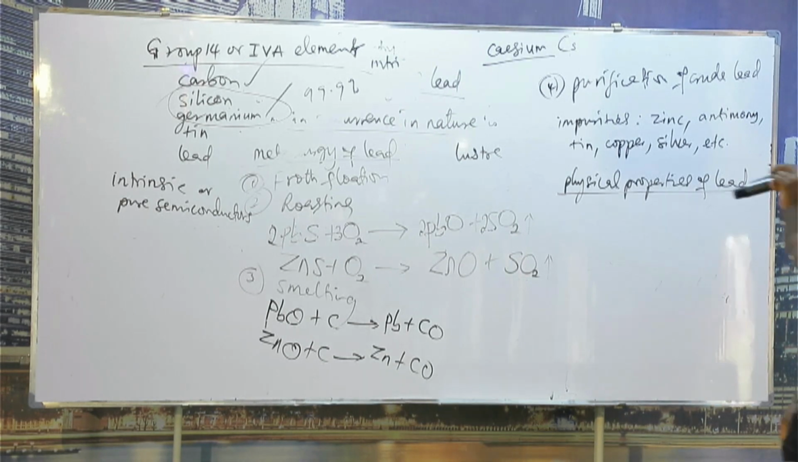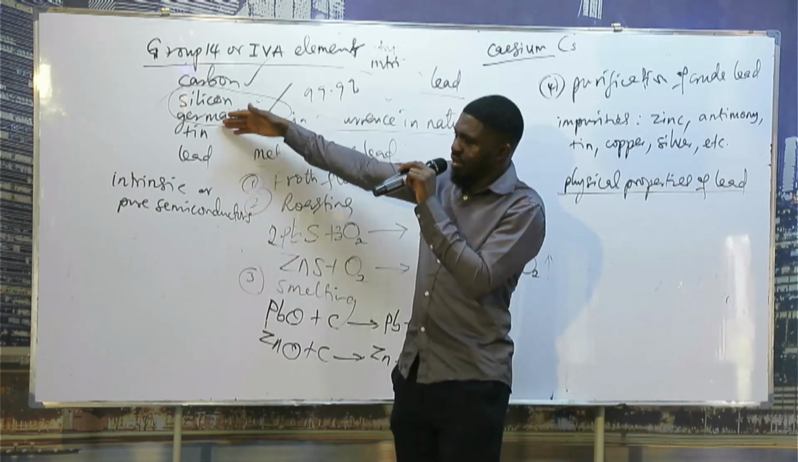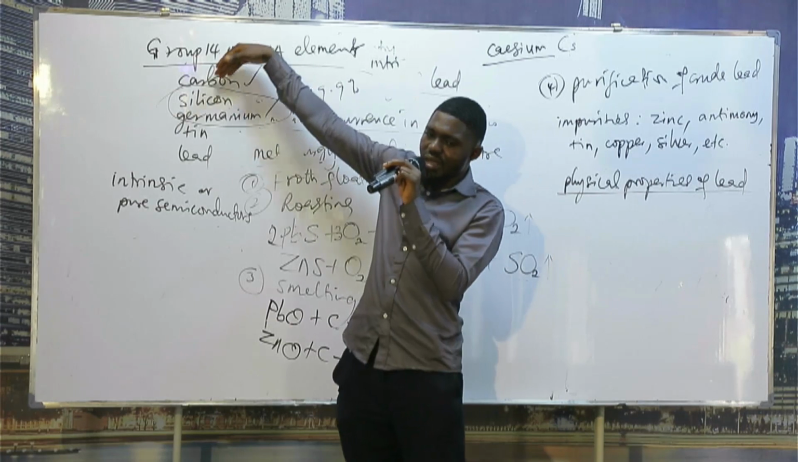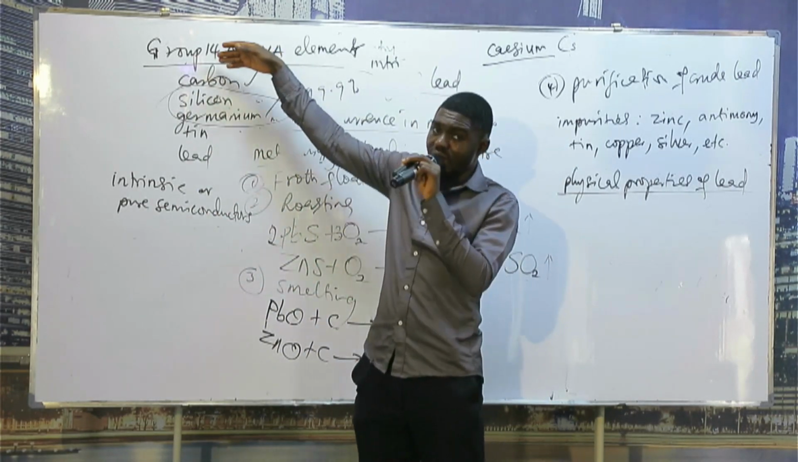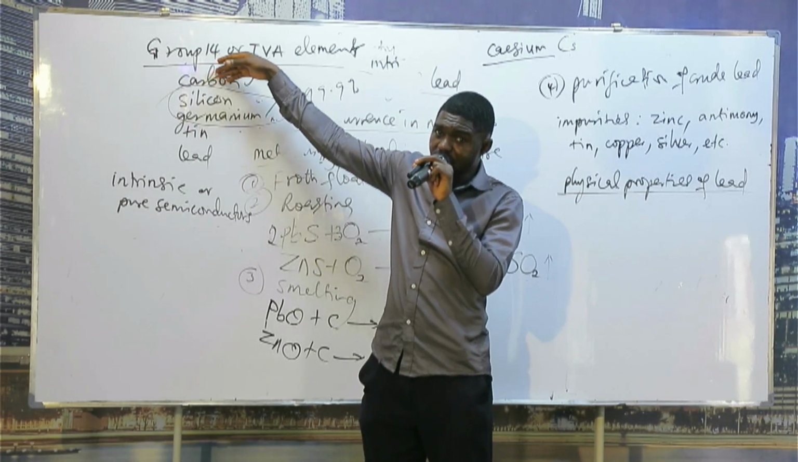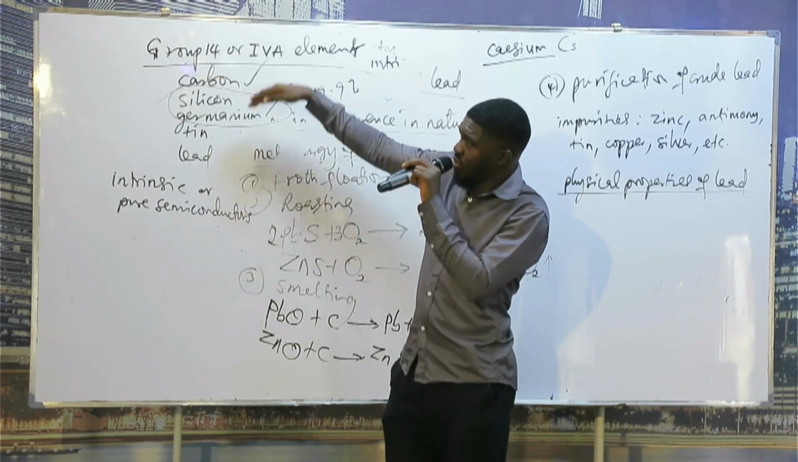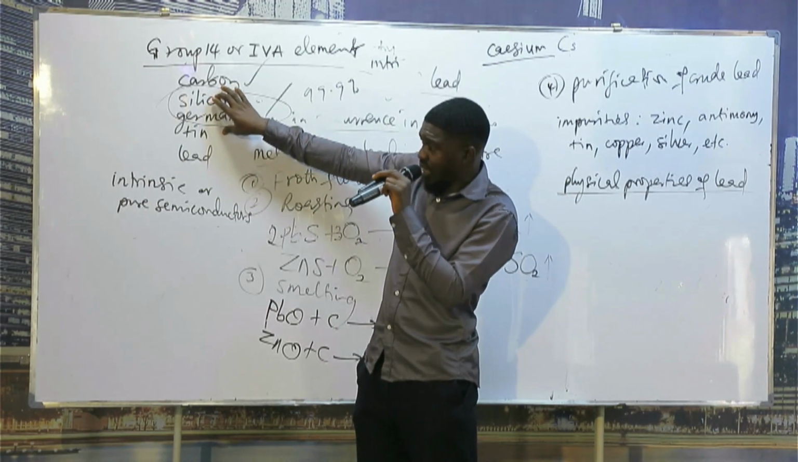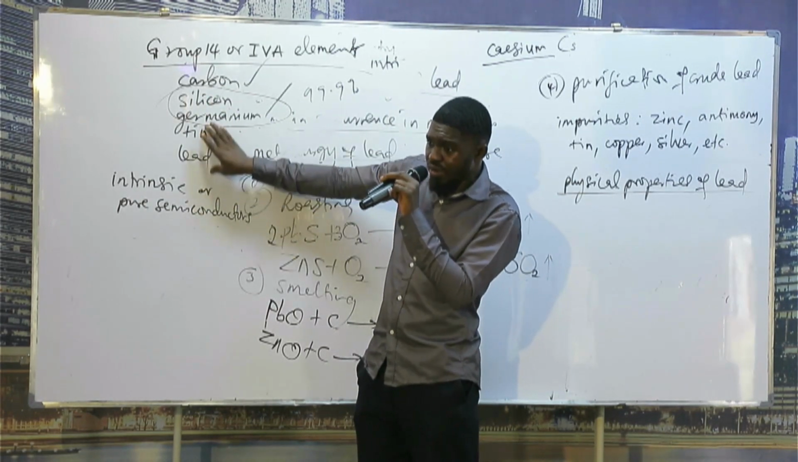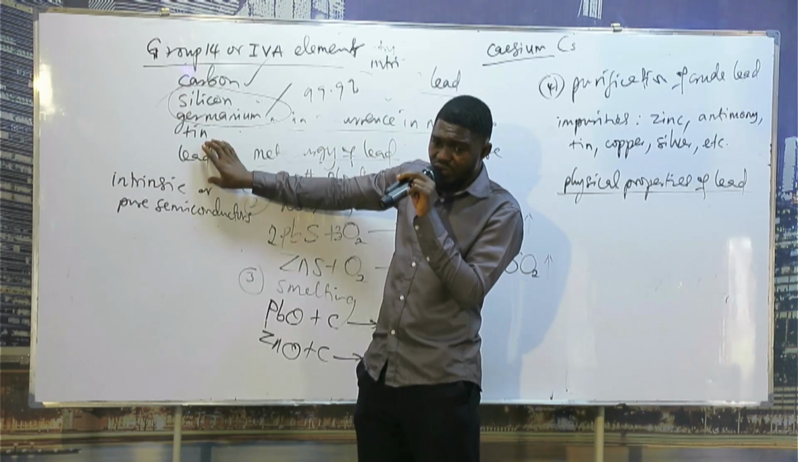Tin and lead, are they metals? Metallic character normally increases down the group, though it's not always true. So this is a non-metal, these are semi-metals or metalloids, and these two are metals. And they are soft.